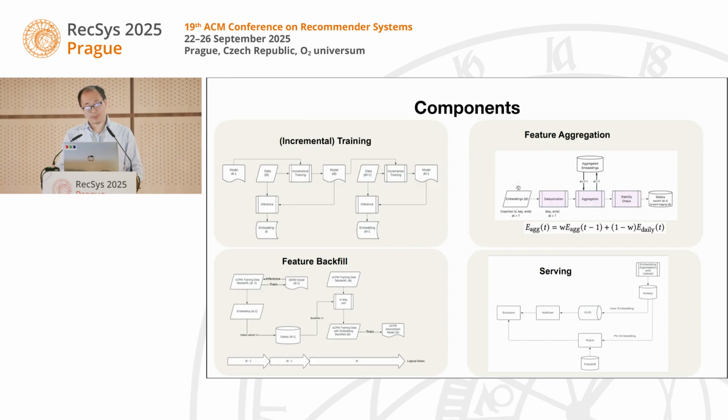After that, we pass to the incremental training paradigm. That means each day we train the upstream model in an incremental way so that we can gradually update the embeddings. And then we pass through a feature aggregation step, which means we don't throw away the old embeddings. We aggregate the features, and then we can do the feature backfill and also serve the feature online.